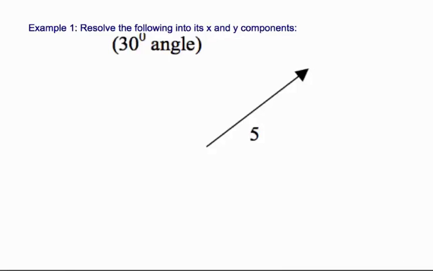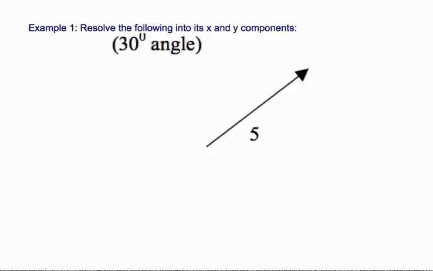So type 2 problems are pretty much the opposite of type 1 problems. In type 1, we have an x and a y and we get a resultant. In type 2, we have a resultant and we find the x and y that add up to make it. So we're using the same kind of information, we're just going in the opposite direction.